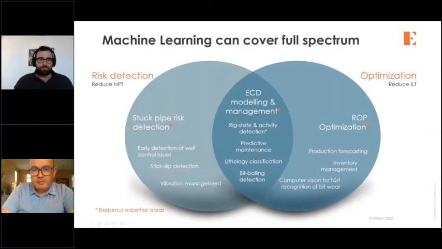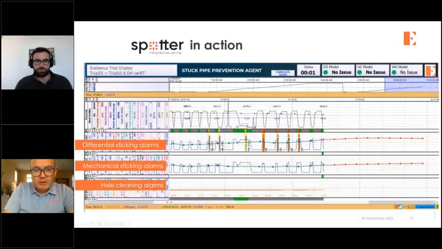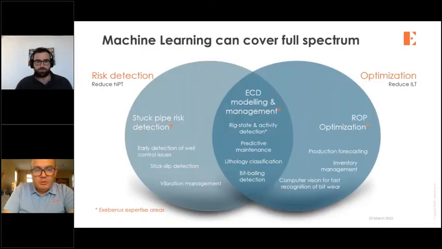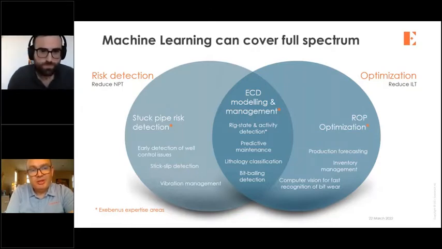And when we talk about machine learning and what it can do for you, I know we're talking about stack pipe right now, but the question that we are always asked is, hey, my stack pipe is not such a big issue for me, but I have some other problems that cause a lot of NPT. Can machine learning help with that?